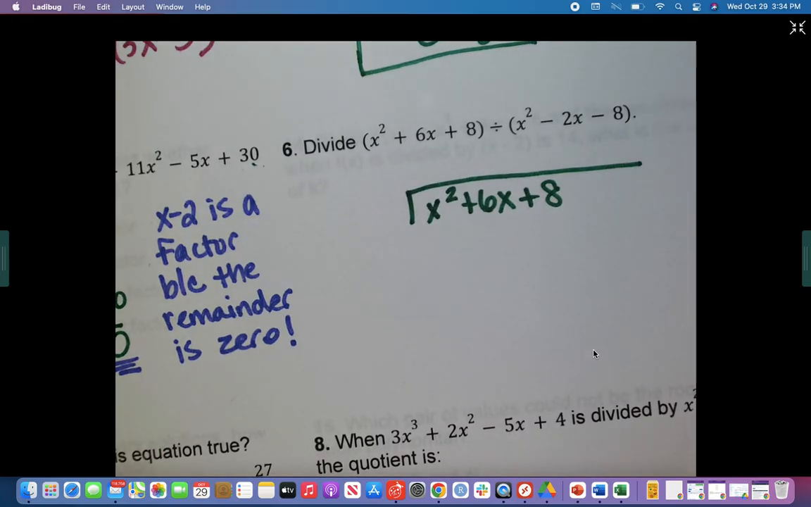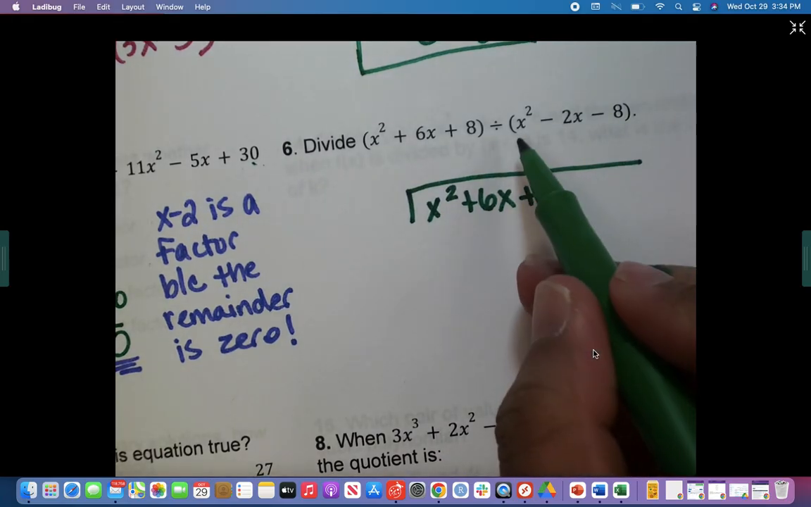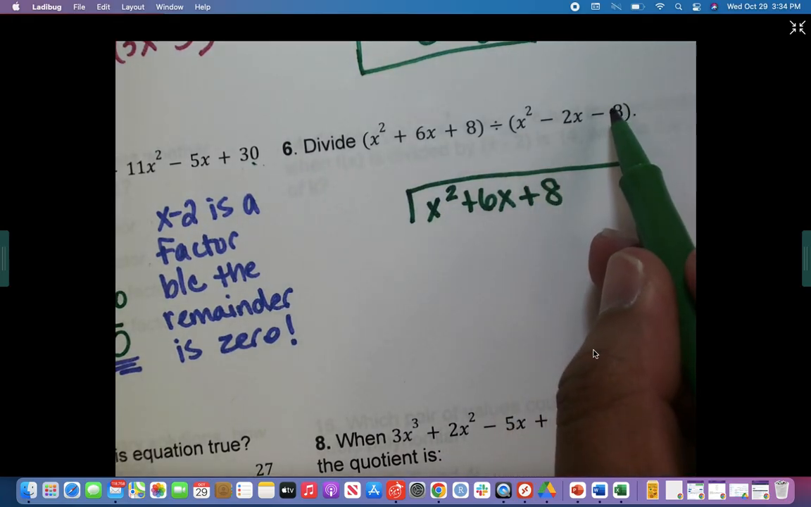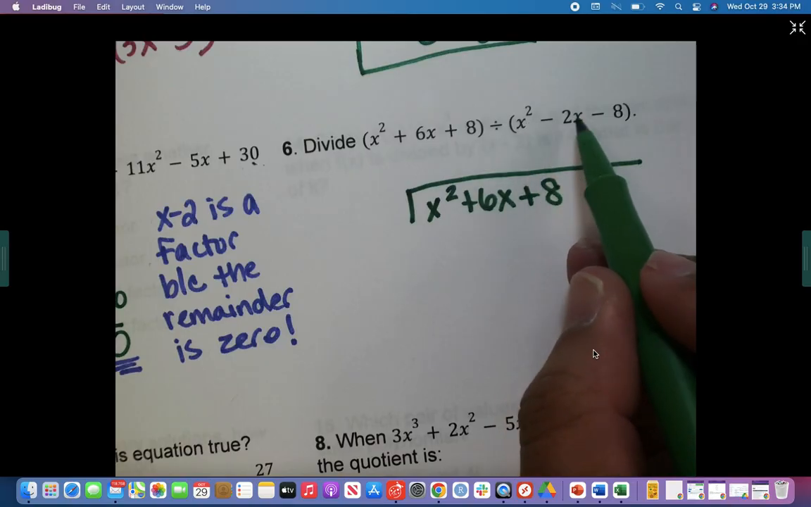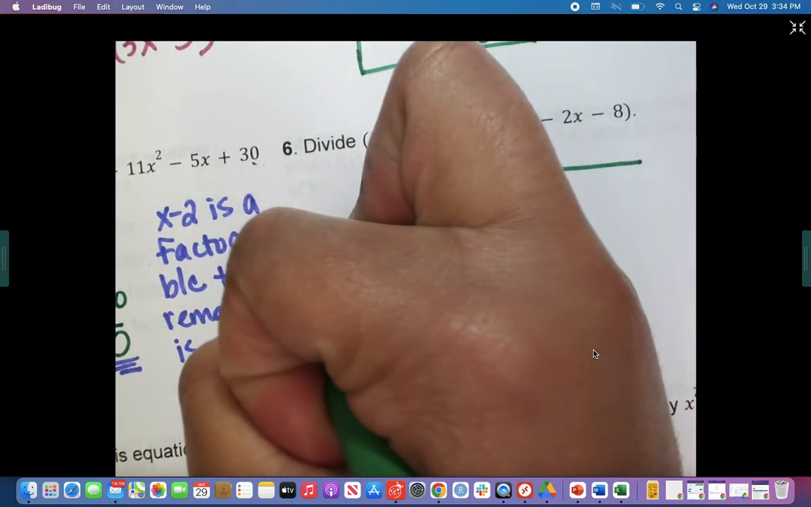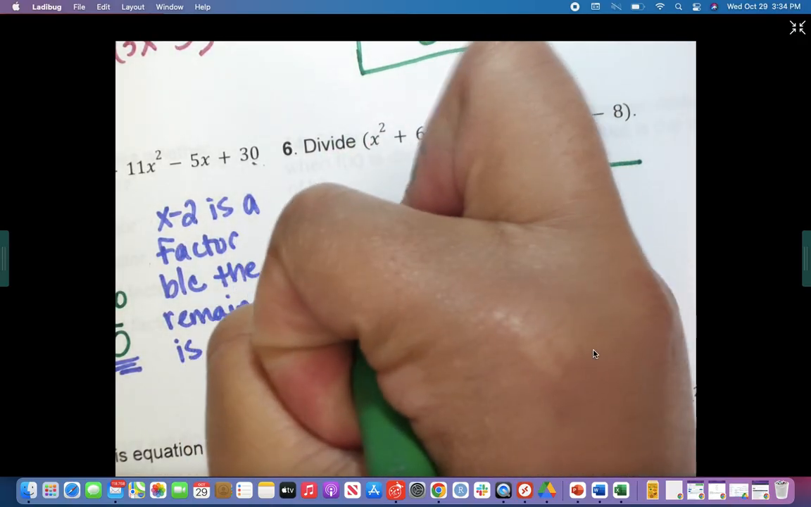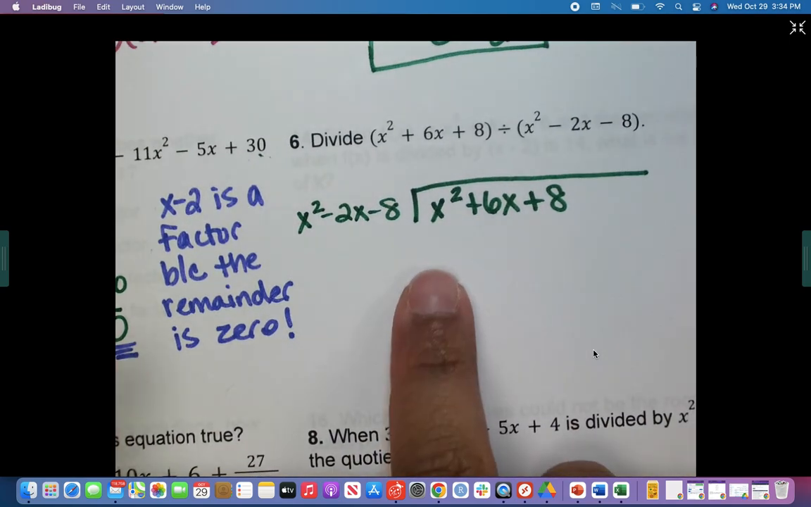Oop, I made my house a little too long, but it's all good. Your divisor goes out front. So x squared minus 2x minus 8. All right, so then it's set up.